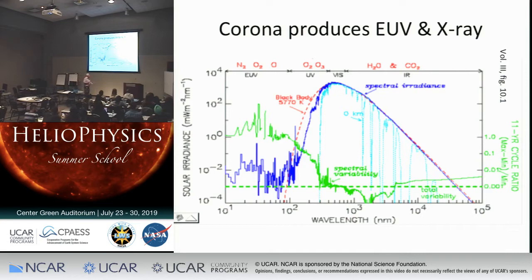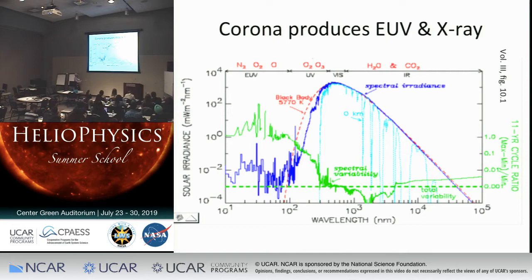This is all coming from the photosphere, places where the temperature is close to 6,000 Kelvin. This is a black body curve for 5770 Kelvin, and it works very well there, and not so well over here, because nothing I've talked about for the corona has anything to do with black body radiation. And that's how bright the sun is in this range, this extreme ultraviolet.